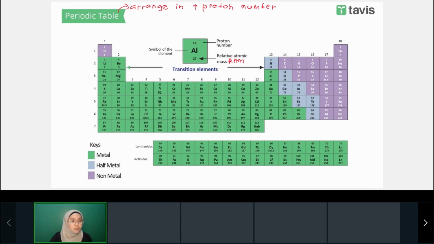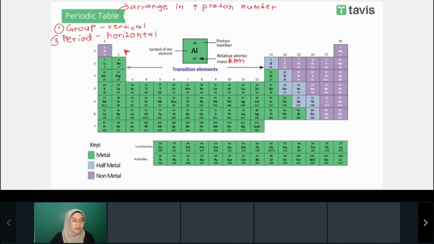You should know group. Where is group? Where is period? Group is the vertical one, while period is the horizontal one. So where is the vertical one? Here. We call it group 1. For any element here, let's say I give you sodium. What is the group for sodium, class? You can say that it belongs to group 1, teacher.